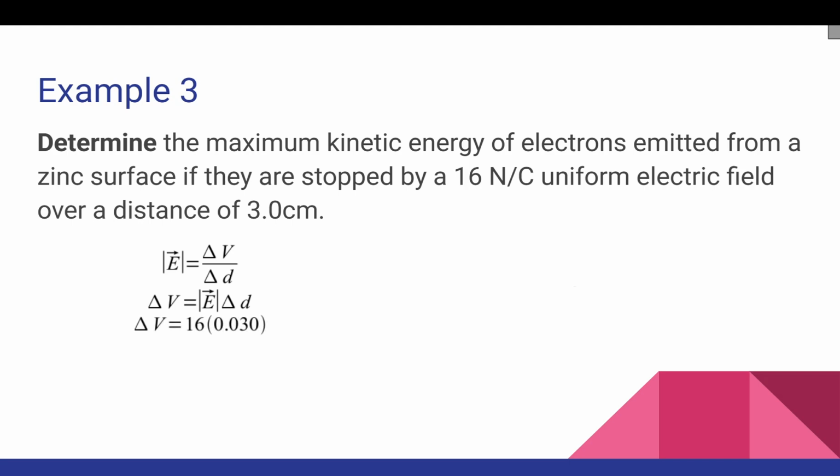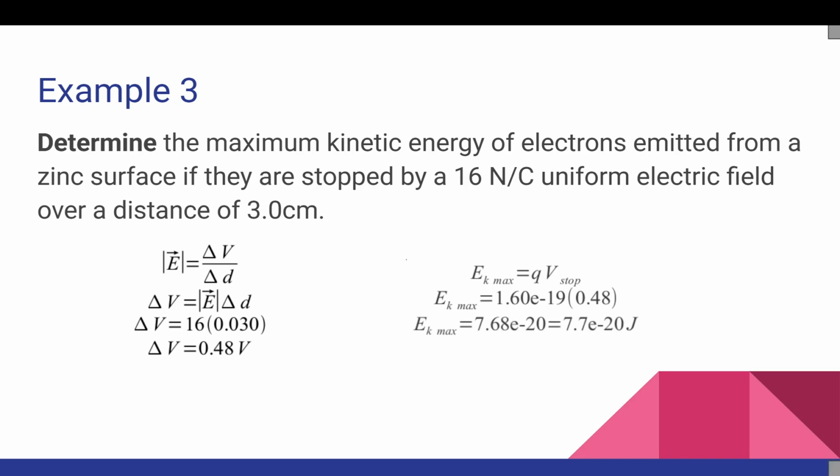I put in the electric field and I changed the 3 centimeters into meters by dividing by 100. And I get a voltage between those plates of 0.48 volts. And then I realize if I was able to stop the electrons using this setup, that voltage is the stopping voltage. And it was acting on electrons, and I know the charge of those, 1.60 times 10 to the negative 19 coulombs, so I can put it in, and I can find out that even the fastest moving electrons had a kinetic energy of 7.7 times 10 to the negative 20 joules.